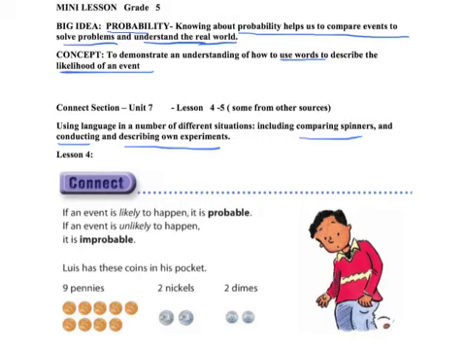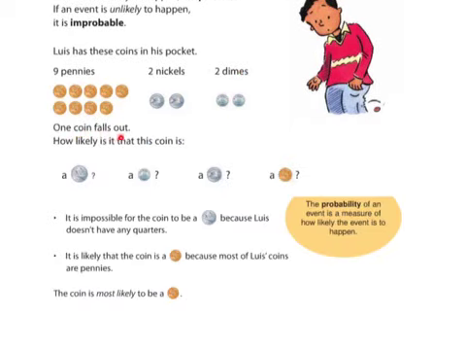Alright, if an event is likely to happen, we describe it as being probable. If an event is unlikely, not very much chance that it's going to happen, it is described as improbable. Here we have Luis, who has coins in his pocket. He has 9 pennies, 2 nickels, and 2 dimes. If one coin falls out, how likely is it that this coin is going to be a quarter?